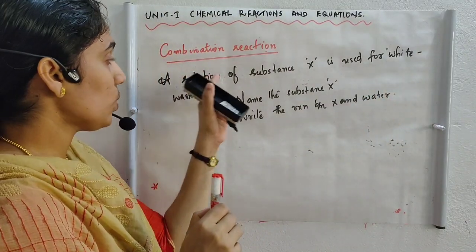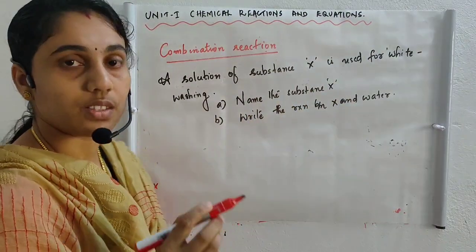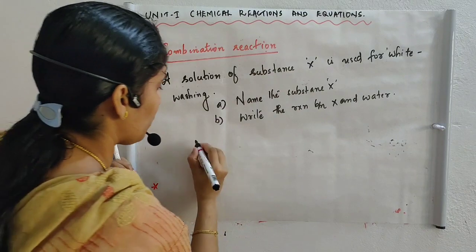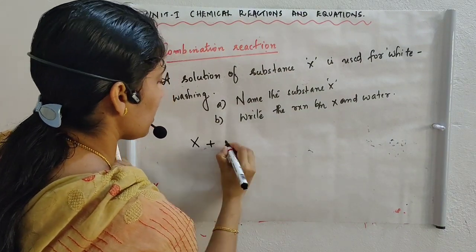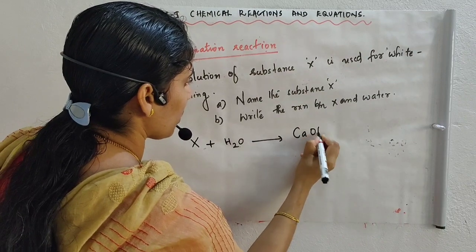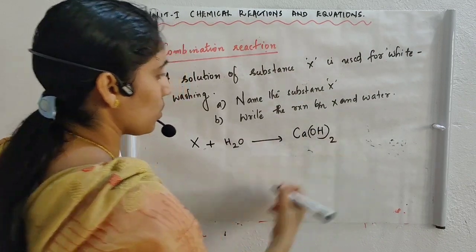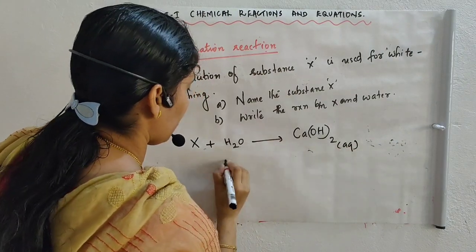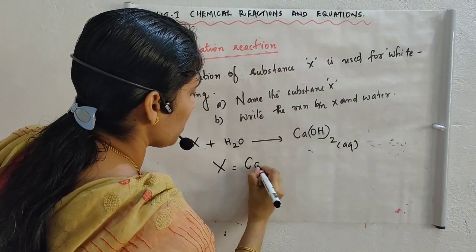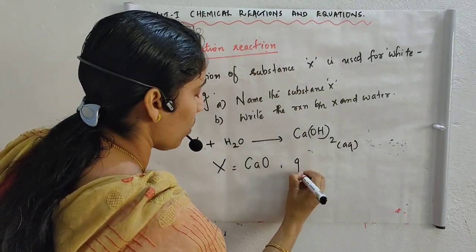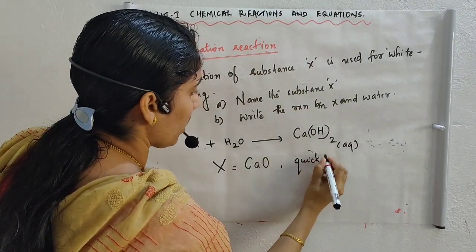So what's the answer? A solution of substance X is used for whitewashing. So we can consider the equation like this: X plus H2O gives something that we use for whitewashing. So the answer here is X is calcium oxide, or we can call it quicklime.